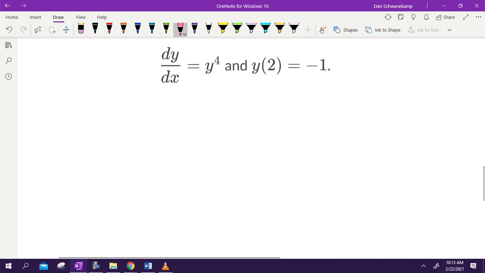One more. Separate and integrate it. Okay, separate and integrate it. Then we'll check, and then we'll go from there.